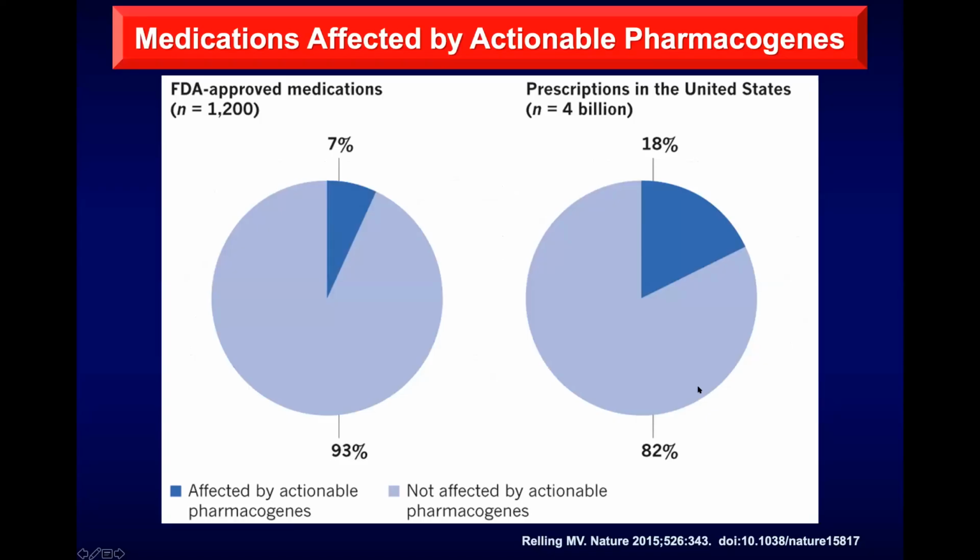Now, in the United States, we have roughly 1,200 drugs that are approved for clinical use, and about a tenth of them are affected by actionable pharmacogenes or genetic variation. And if you look at the prescriptions that are placed for different patients, about 4 billion are placed electronically, usually in the United States, and about a fifth of them are for drugs that have actual pharmacogenes associated with them.